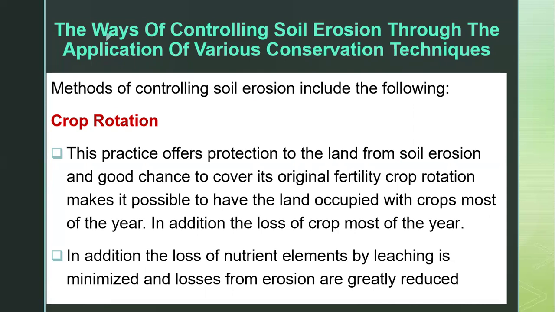So crop rotation is one of the methods of controlling soil erosion, whereby it offers protection to the land from the various soil erosion agents, and it gives a good chance to recover its original fertility. It makes it possible to have the land occupied with crops most of the year, so it avoids the land being bare and prone to various soil erosion agents like water, wind, etc. In addition, the loss of nutrient elements by leaching is minimized through crop rotation, and losses from erosion are greatly reduced.